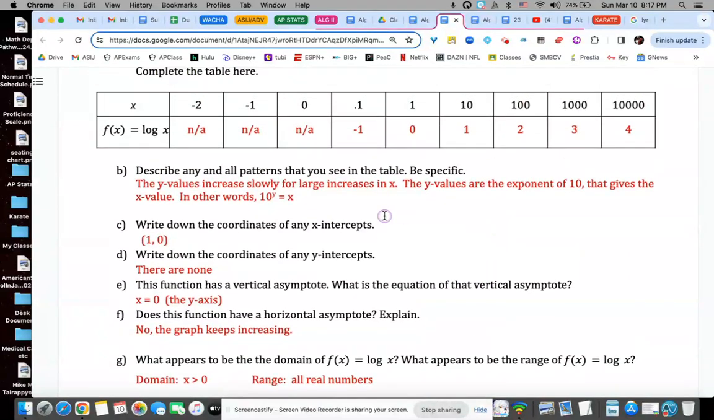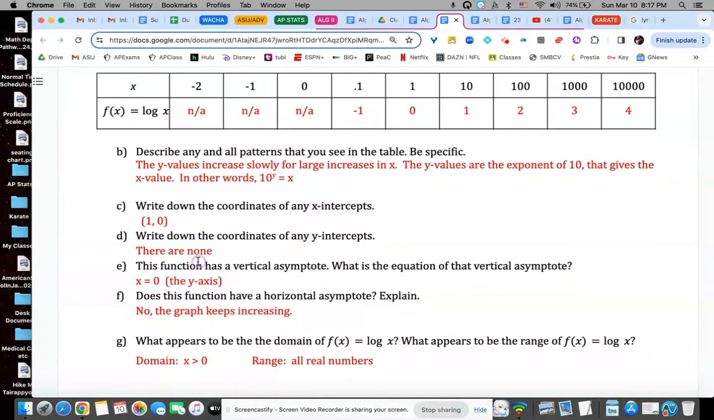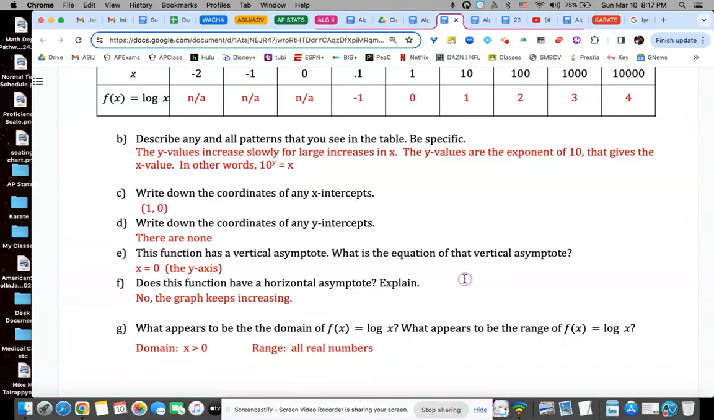Okay, x-intercepts, yeah, we got that here. That's not a problem. That's where the y value is 0, right? Y-intercepts, we don't have any because we have an asymptote, right? What's the vertical asymptote? Well, that's the y-axis, so that's x equals 0, right? All these things should match up to what we're thinking and talking about.